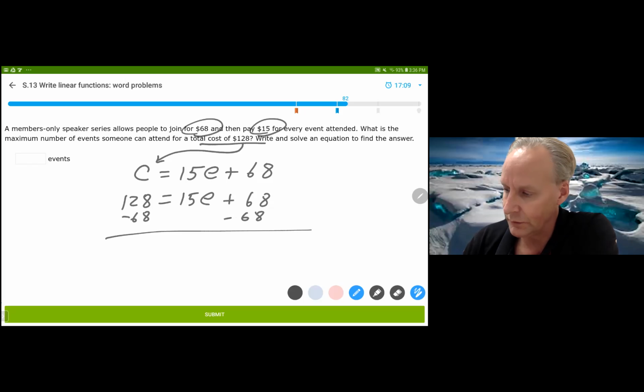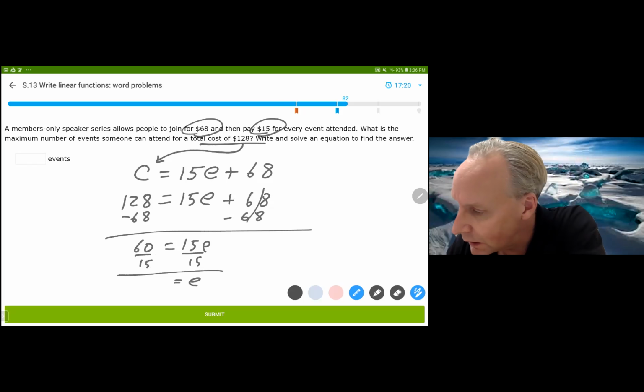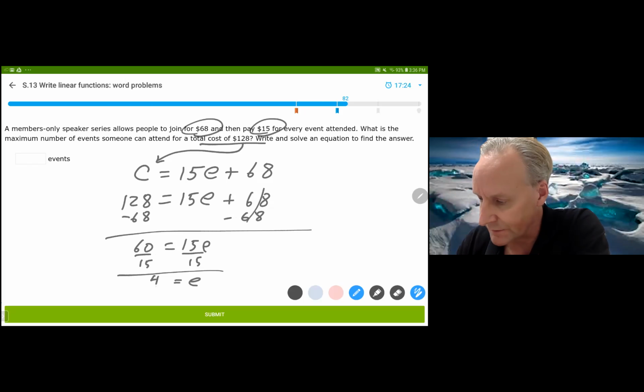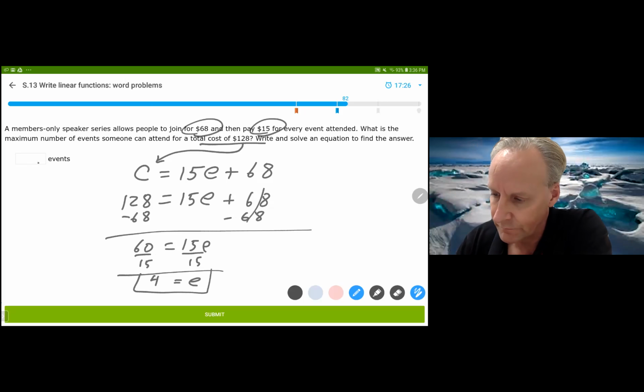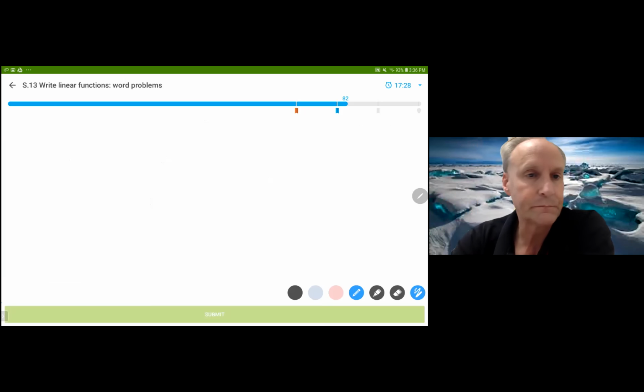All right, so we are going to solve 15E, and we've got 60, and we're going to divide by 15 on both sides, and we're going to say that they can watch 4 events for whoever it is. So they can go to 4 events.